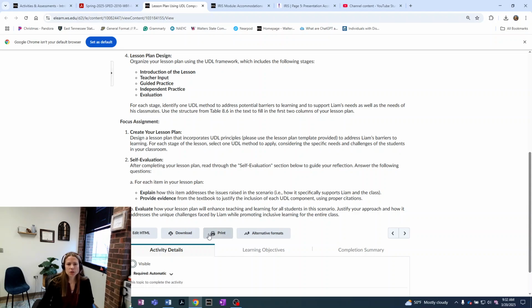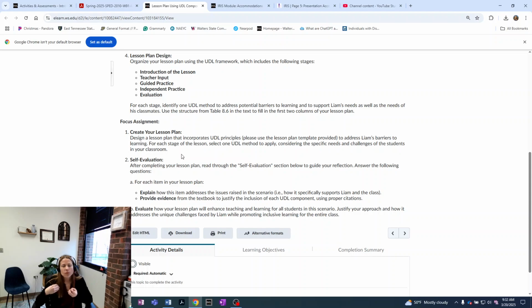And one thing I did want to note too is for each stage, you are going to identify one UDL method to address these potential barriers to support Liam's needs. So even though you're making a lesson plan for the whole class, you're thinking about him and supporting him, as well as the classmates. That's why I said, please focus on that table 8.6 and really look at those first 2 columns. It's going to help you, okay?